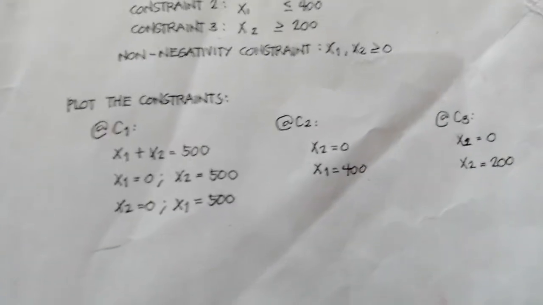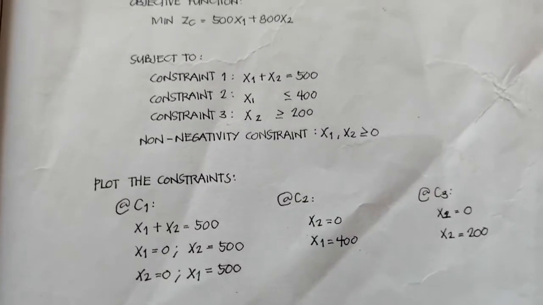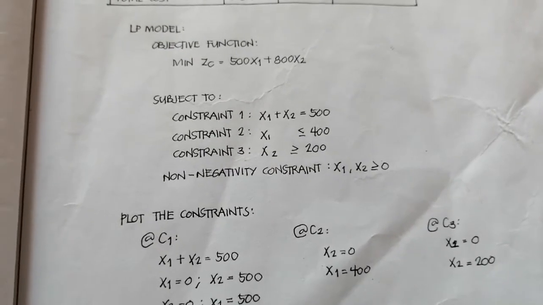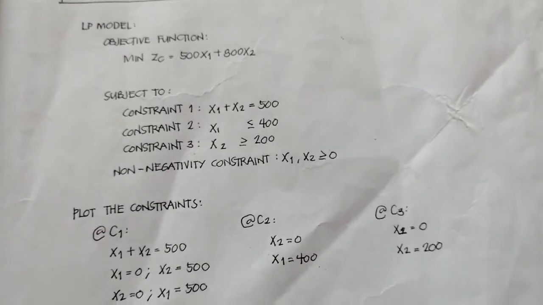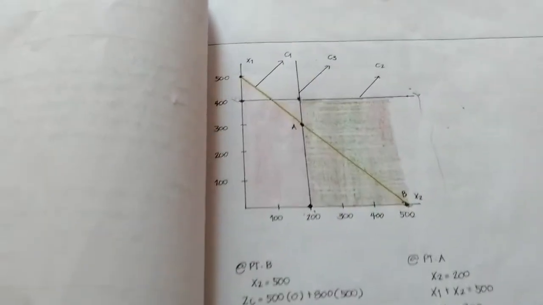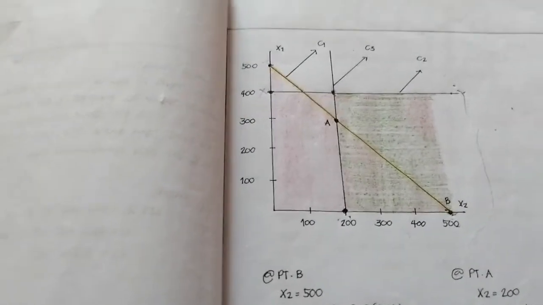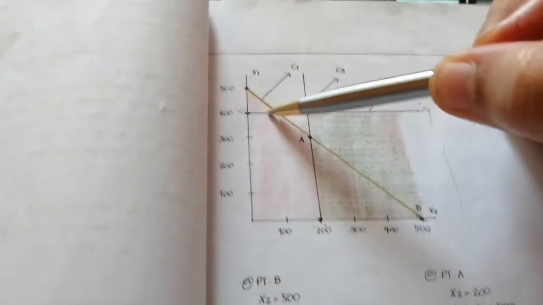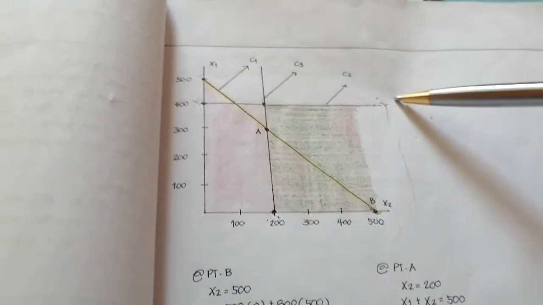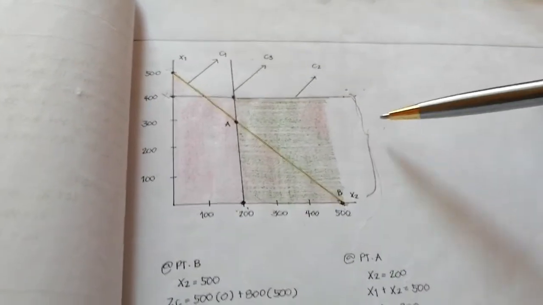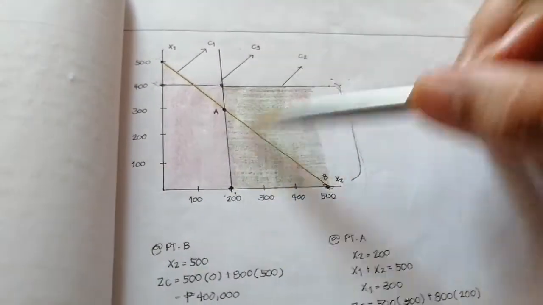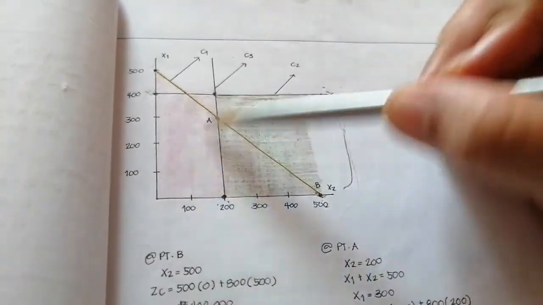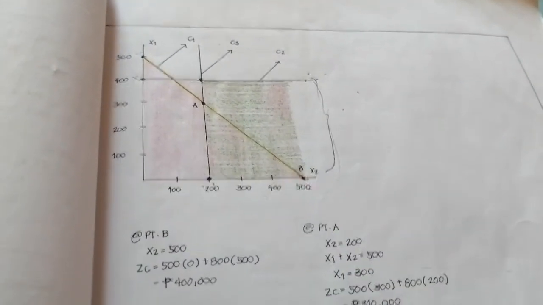So, for the second equation, we have x1 should be less than or equal to 400. So we do know that the value of x2 is 0 right away and x1 is 400. If we're going to plot it, your x1 is 400 and it's less than or equal to, so the feasible area is this, going to the 0 value of x and y. So this is the feasible area, less than or equal to.